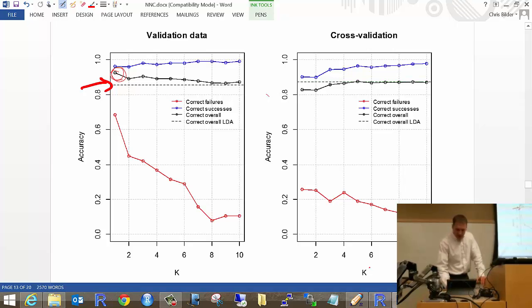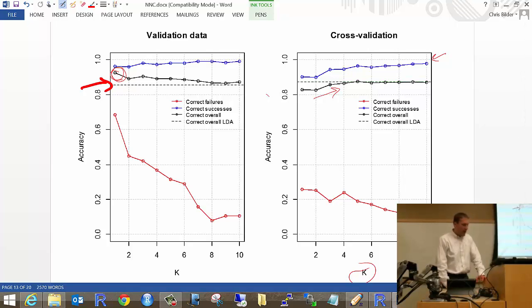So we can see that as k is increasing, my overall rate is increasing a little bit until it gets to kind of a plateau. And for the successes, the rate is increasing. For the failures, the rate is decreasing as a function of k.